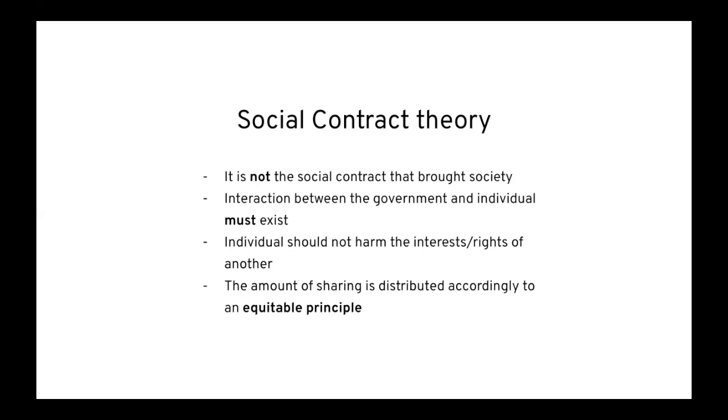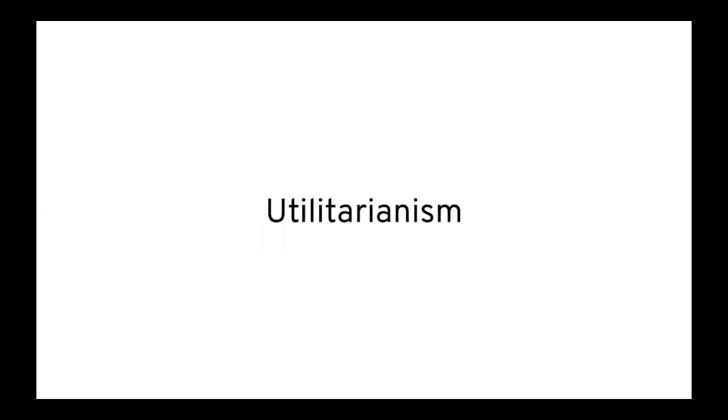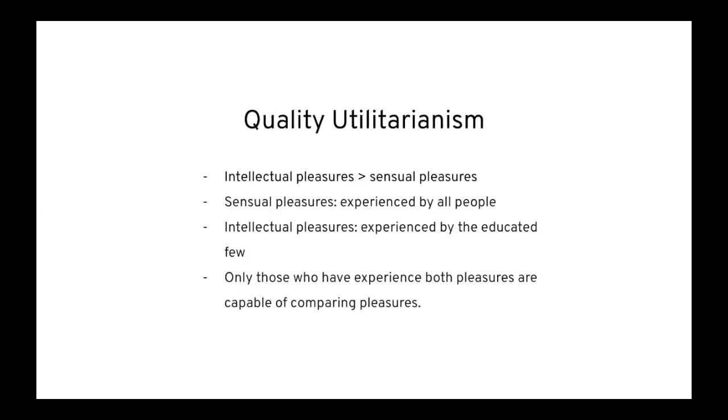And I also dealt with John Stuart Mill in another video, in which I dealt with utilitarianism. Do you remember that video? There I introduced Bentham's quantity utilitarianism and Mill's quality utilitarianism. Mill stated that differences in quality do exist, and that intellectual pleasures were more valuable compared to pleasures that were only sensual. He explained that while sensual pleasures can be experienced by anyone, intellectual pleasures can only be experienced by the educated few, creating the differences of the pleasures in quality. Mill also claimed that only those who have experienced both the intellectual and sensual pleasures are capable of comparing these two.